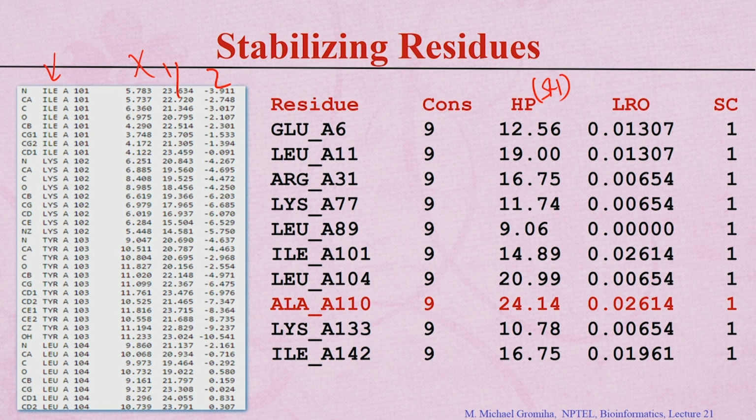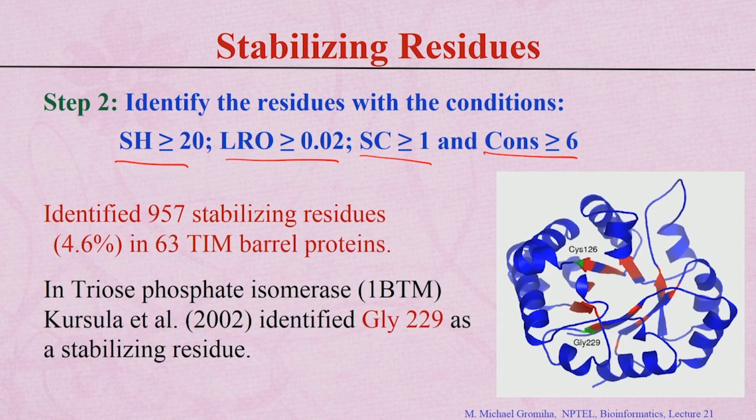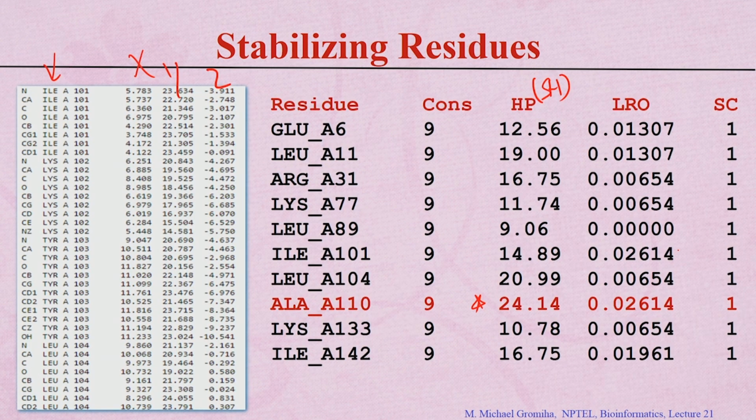So, then you look for the hydrophobicity. What is the range we put? More than 20, right. If it is more than 20, then this will satisfy the condition. The long range order, more than 0.02. So, you can see these two values, but only this one will satisfy all the conditions. Then we can say alanine 110, okay, this is an important residue for the stability of the particular protein. So, you can see that this is the kind of residues which are stabilizing this protein structure.